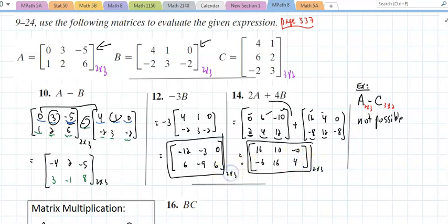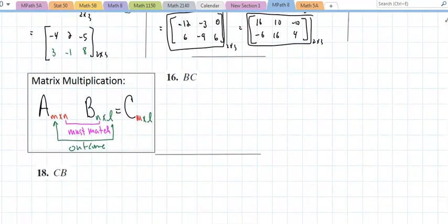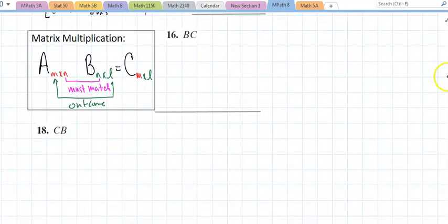Now, if they were to say, find A minus C, A is a 2 by 3, as you see, and C is a 3 by 2. Well, that's not possible. I can only add matrices that have the same dimensions. Matrix multiplication is the tough part. That's really what we're going to conclude here. To multiply matrices, it's a bit trickier.